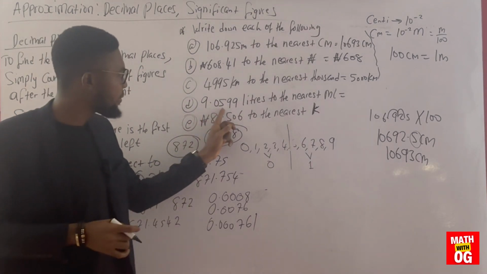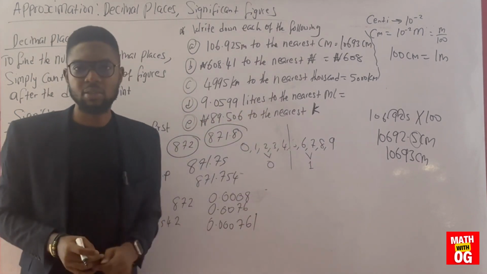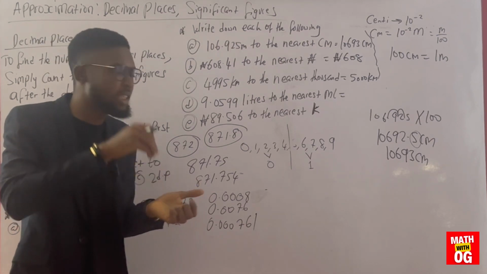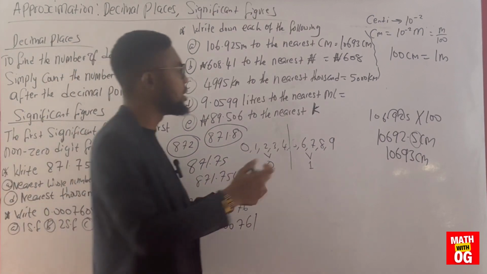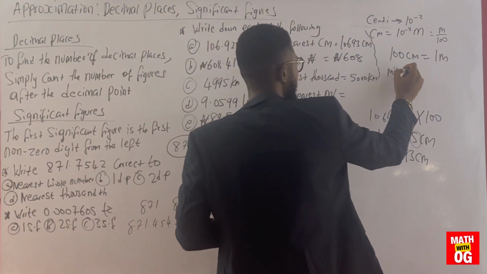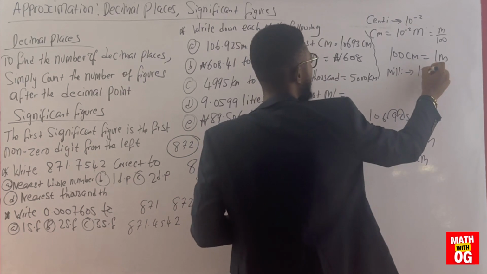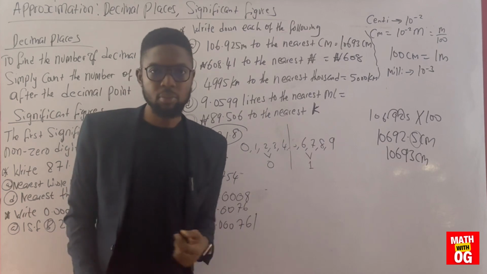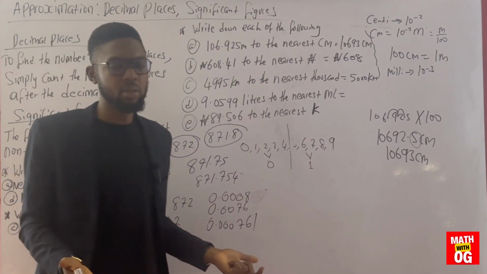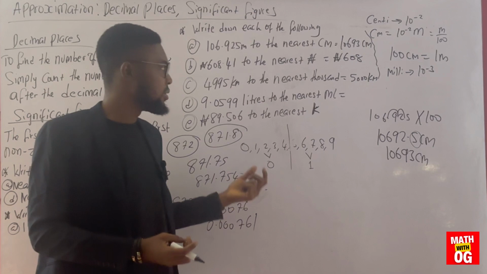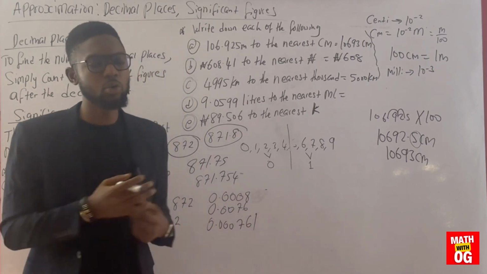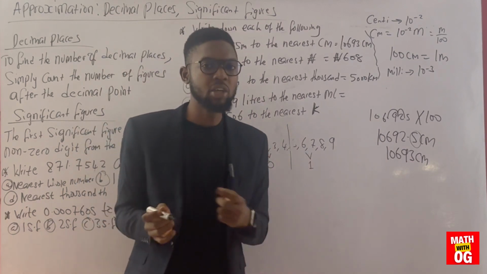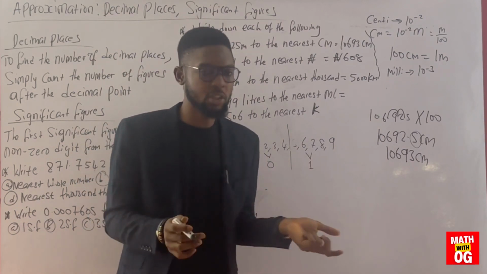Next is 9.0599 liters to the nearest milliliters. So we change to milliliters and leave our answer in the nearest whole number in milliliters. Now what is milli? Milli, like centi, is a prefix and is equal to 10 raised to the power of minus 3. So that's why 1,000 millimeters equals 1 meter. Similarly, 1,000 milliliters equal 1 liter. So when you are changing from millimeters to meters, you divide by 1,000. But when you are changing from liters to milliliters, you multiply by 1,000.